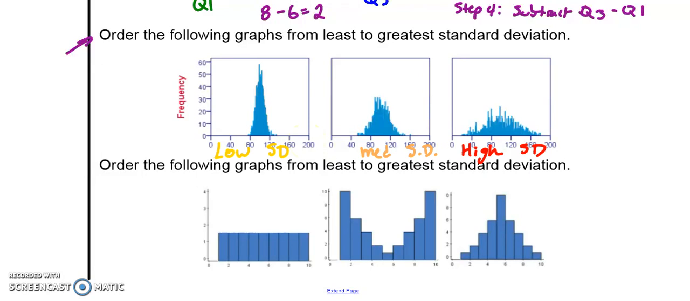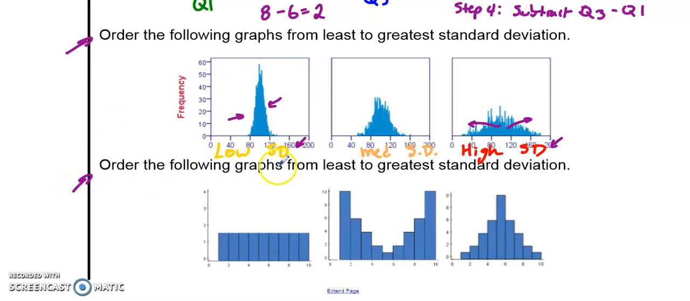And here we are. If you notice, the data that's all clustered together like this has a very low spread. It's very consistent, and as a result, it's going to have the lowest standard deviation. On the other hand, this data on the end is very spread out, right? It's not as clustered together as the other one, so it has a very high variability or a high standard deviation. What about this last example here?